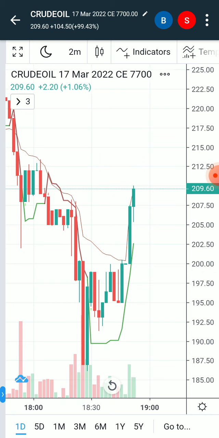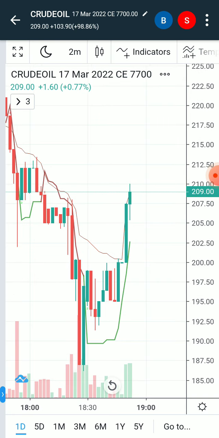I have bought 100 lots of it, so I'll just wait. As we can see, the volume is also building up, so it will go up for sure. We'll just wait and see what exactly happens. And now our target is 215, but I'm also trailing my stop loss, right? I'm having my stop loss of 3 points. So if it comes back to 206, then I will be out of the trade.